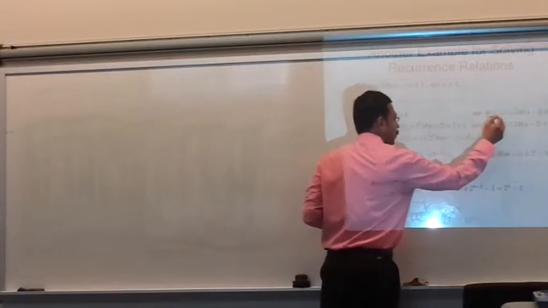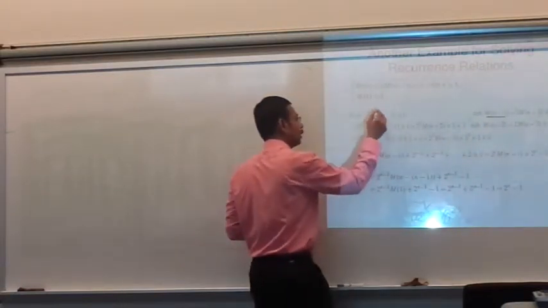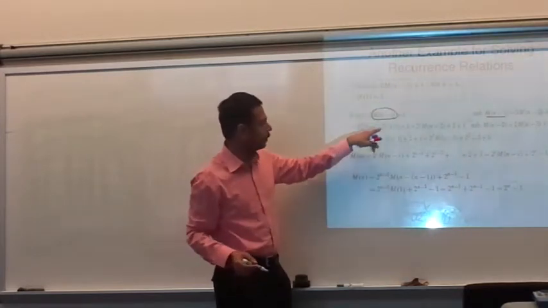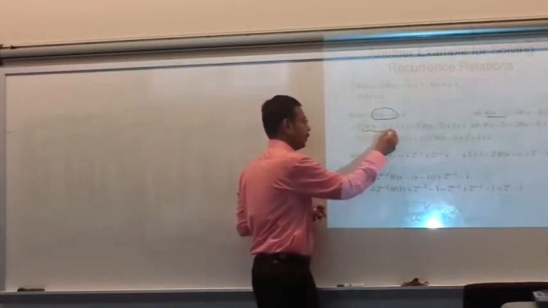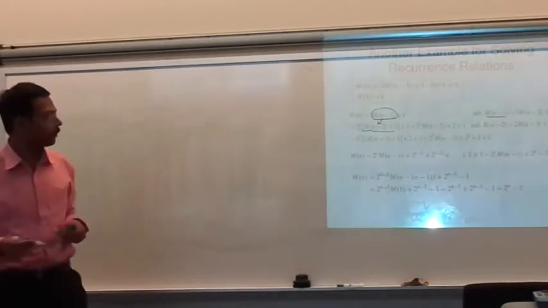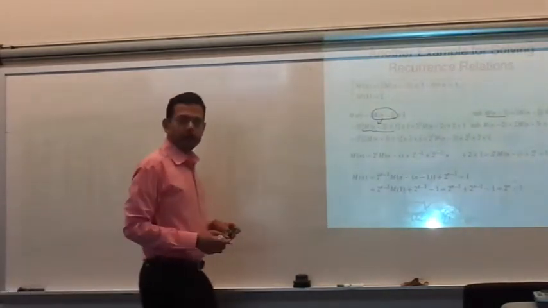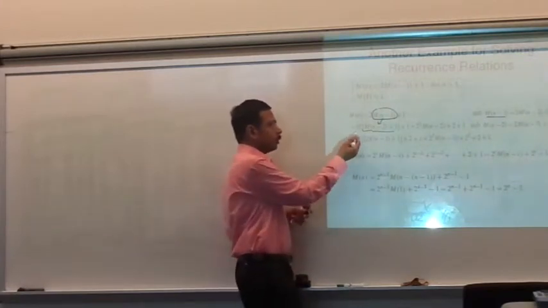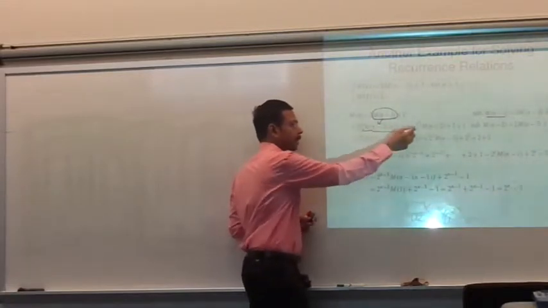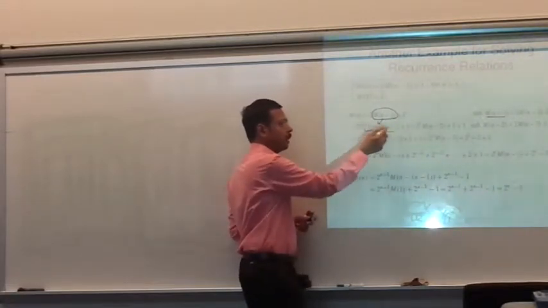So now why did I write this? I can substitute for m of n minus 1 for this term m of n minus 1, 2 times m of n minus 2 plus 1. So I can replace this m of n minus 1 with this 2 times m of n minus 2 plus 1. Okay? So now there's a 2 outside, so I'm going to multiply the 2 inside. So it is 2 times 2, 2 square, m of n minus 2, plus 2 times 1 is 2.